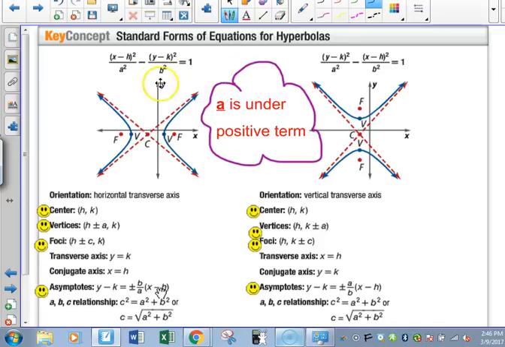Okay. Make sure you remember A is the one underneath the positive term. So when you have an X minus H squared in front with the minus back here, it opens around the X axis this way. When you have the Y minus K first under the positive term, it opens up and down. And A is what's underneath that positive term either way, and it doesn't have to be bigger than B. It is a different definition of A than it is when you have an ellipse.